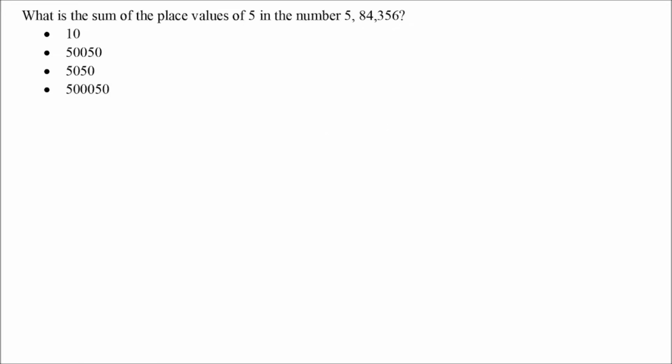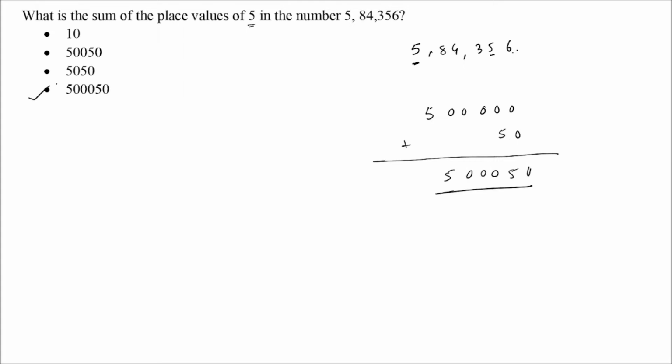What is the sum of the place values of 5 in the number 84,356? So what is the place value of this 5? Write all these positions 0, 1, 2, 3, 4, 5. The place value of this 5 is 50. So we have to add these, the sum of the place values of 5. It will be 5 with 3 zeros. So this will be our answer.